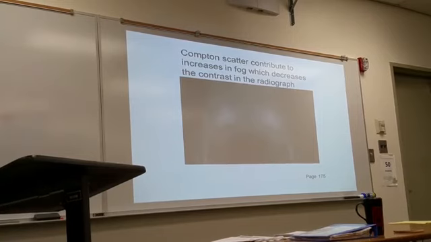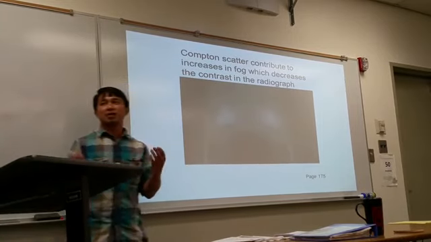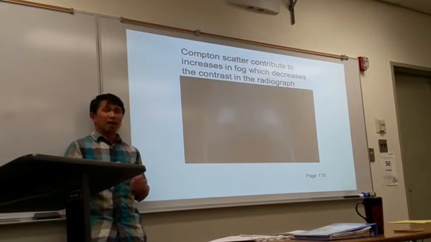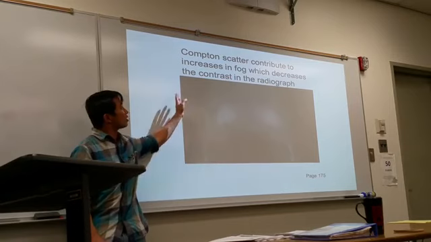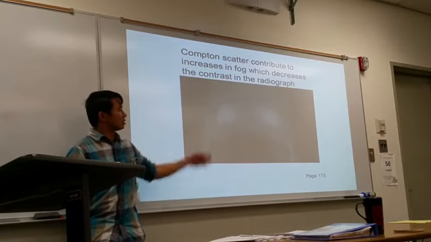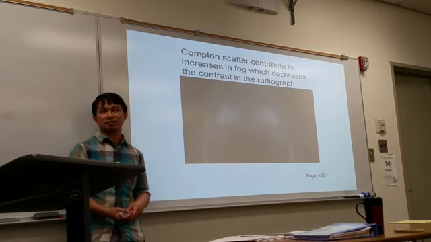And Compton is mainly responsible for increasing fog, which is a term used for unwanted density or contrast on x-ray film. So by giving too much fog, it gives less contrast, which gives more unwanted shades of gray and more density.